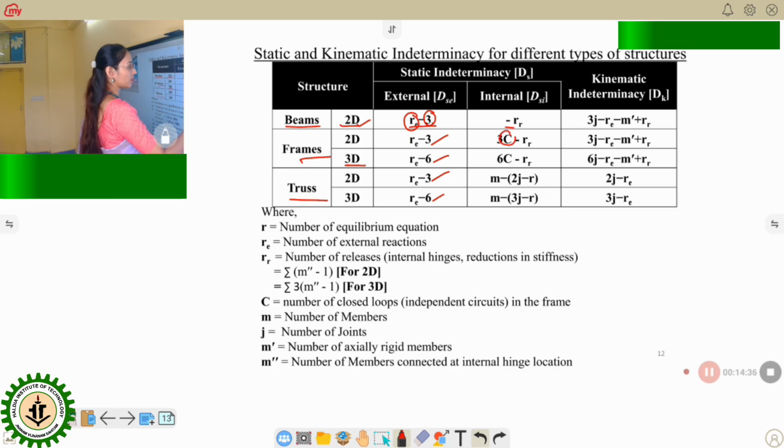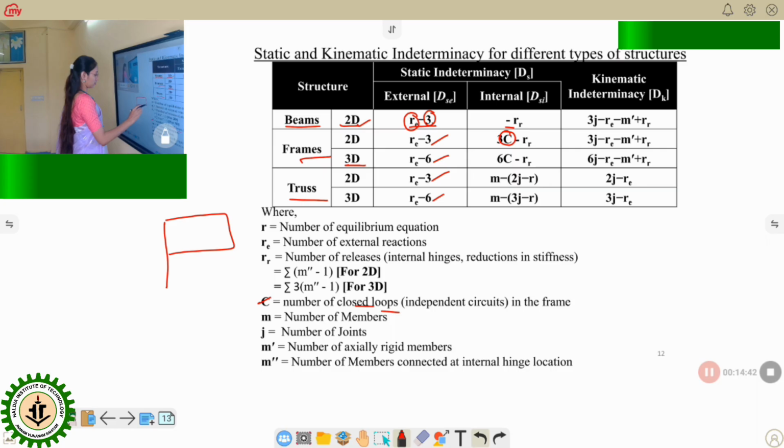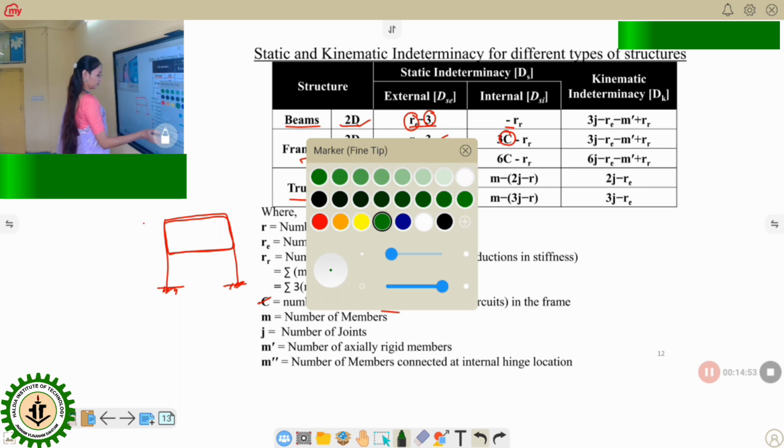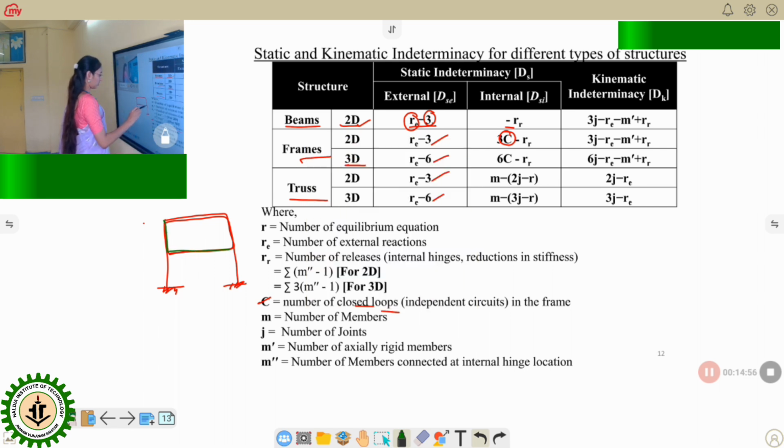Similarly, C is nothing but the number of closed loops. If this is a frame, then this one is a closed loop. That means for this structure C will be 1. Number of members, that is 1, 2, 3, 4, 5, 6, like this, 6 members. Number of joints 1, 2, 3, 4, 5, 6.